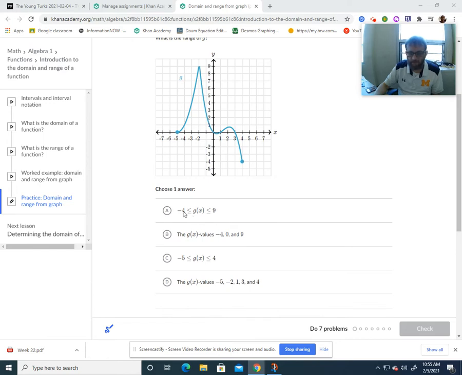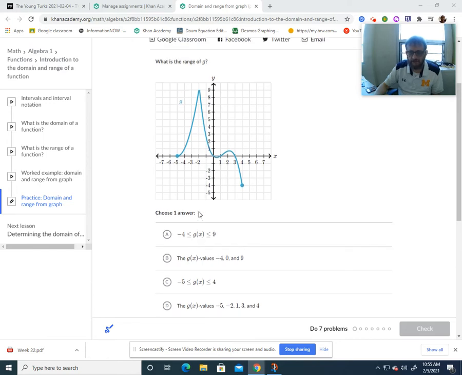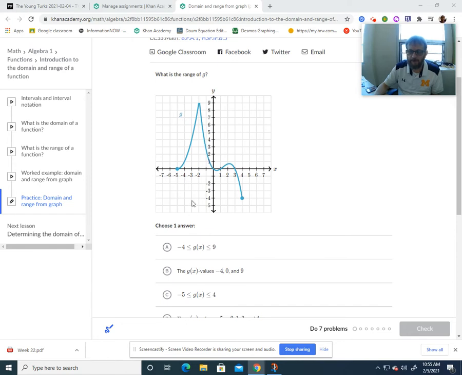It's from -4. G of X is the way you would write the range. G for domain, range is G of X. Range would be G of X, domain would be G. And it tops out at 9.